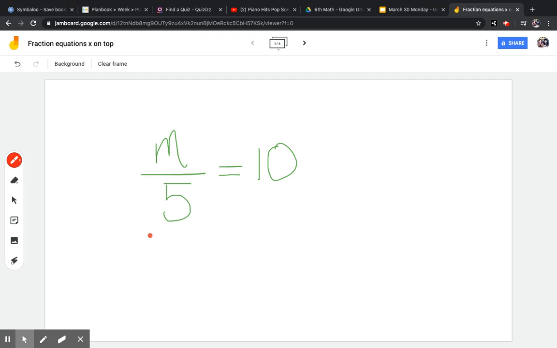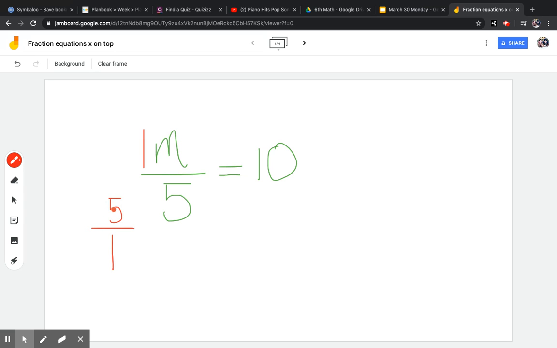Today, we are just going to focus on fractions where the variable is on top. So when I look at this fraction, I want to think of it as 1m over 5. Don't forget that there is a variable or a number in front of that m. Okay, so to undo this division problem, I need to multiply. But if you remember with multiplying fractions and dividing fractions, you need to find the inverse. So what is the inverse of 1/5? Well, it is 5 over 1.